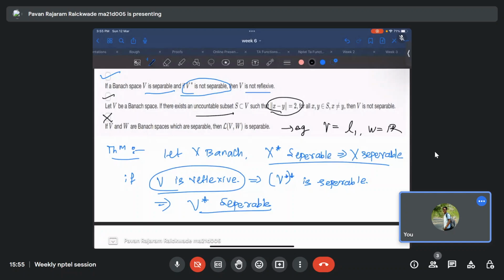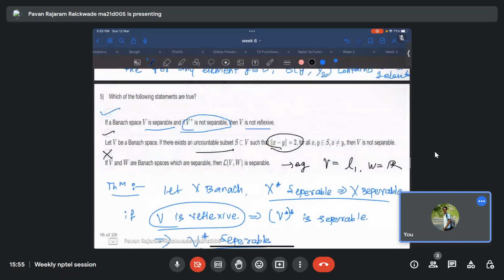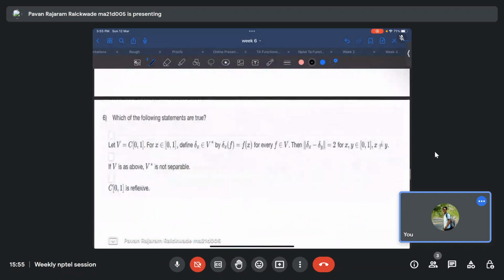This is question number 5. We'll go to question number 6. V equals C[0,1]. For x belonging to [0,1], define delta x. These are functions in V star. I have to prove that the distance is 2.